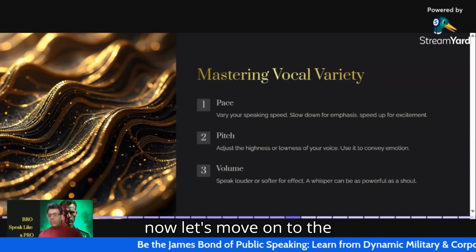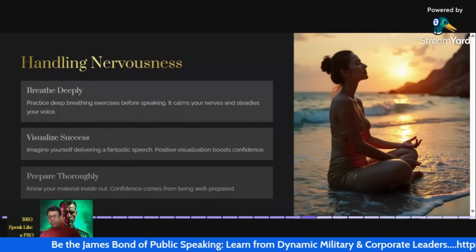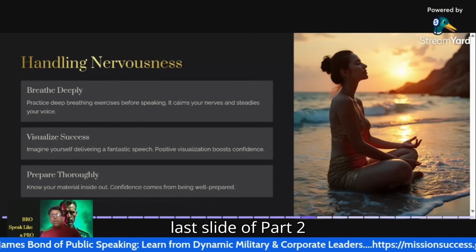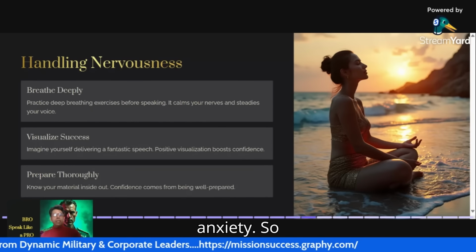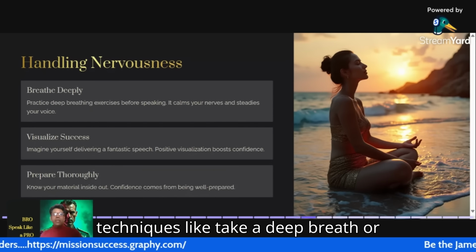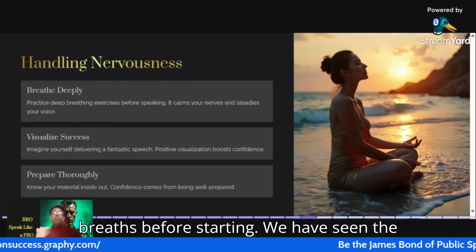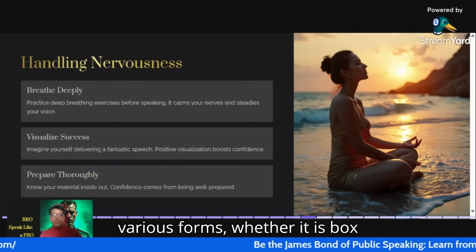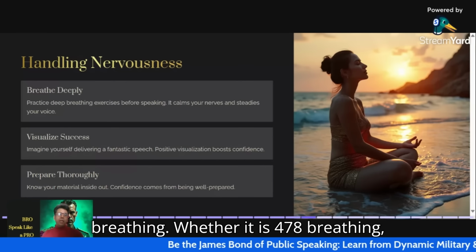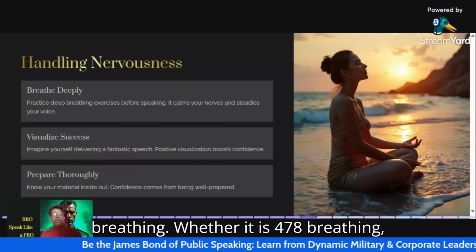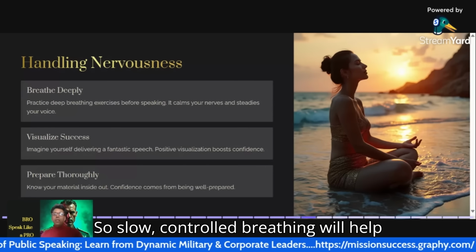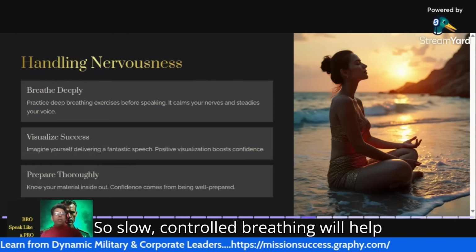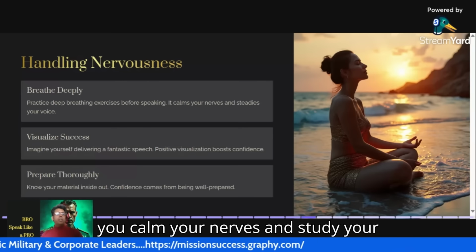Okay, now let's move on to the last slide of part two, that is handling nervousness and anxiety. There are various breathing techniques, like taking a deep breath or breaths before starting. We have seen the various forms, whether it is box breathing, 4-7-8 breathing, diaphragm breathing, or belly breathing, right? Slow, controlled breathing will help you calm your nerves and steady your voice.